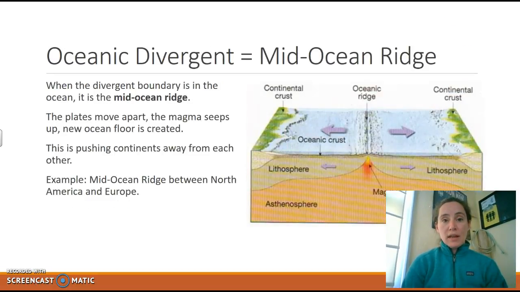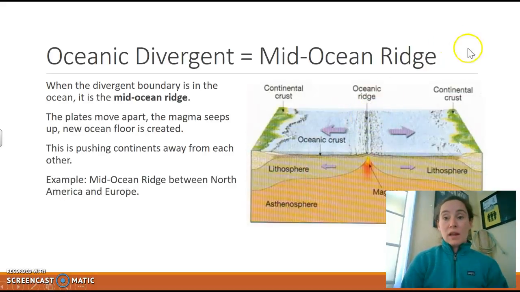In an oceanic situation where you've got two oceanic plates pulling away from each other, you get what's called the mid-ocean ridge. So magma is seeping up, and as it hits that ocean water, it's solidifying into new ocean floor. It's moving outwards from there, and it's actually pushing continents away from each other. So North America and Europe are moving away from each other about 3 inches a year. Not a huge amount, but definitely something. And we talked about how Iceland actually is on top of that mid-ocean ridge, and therefore they have a lot of geothermal activity and can use that for their energy production.